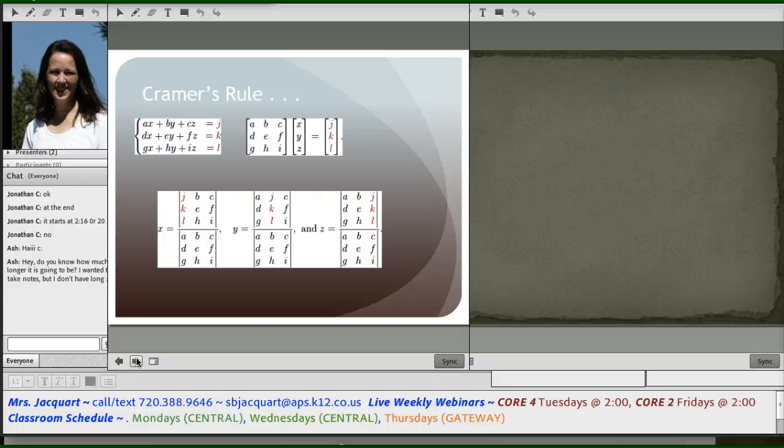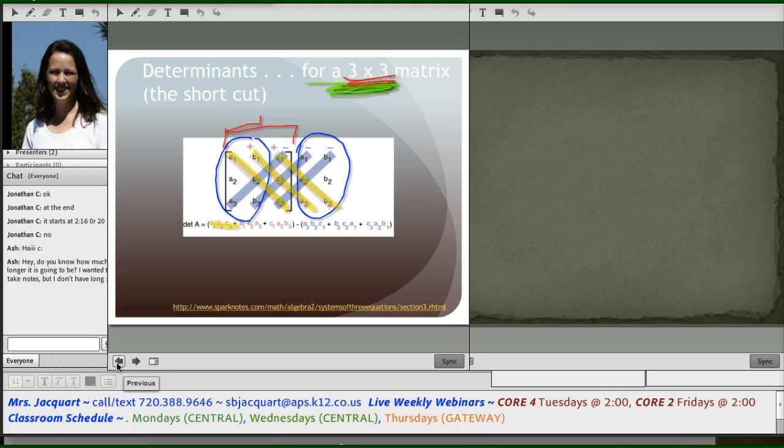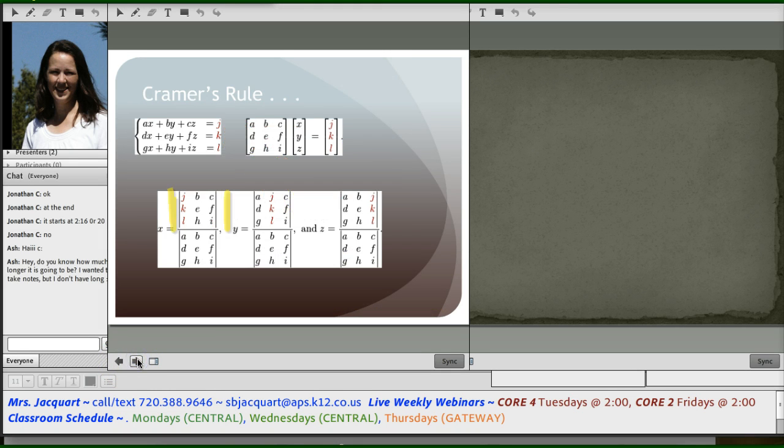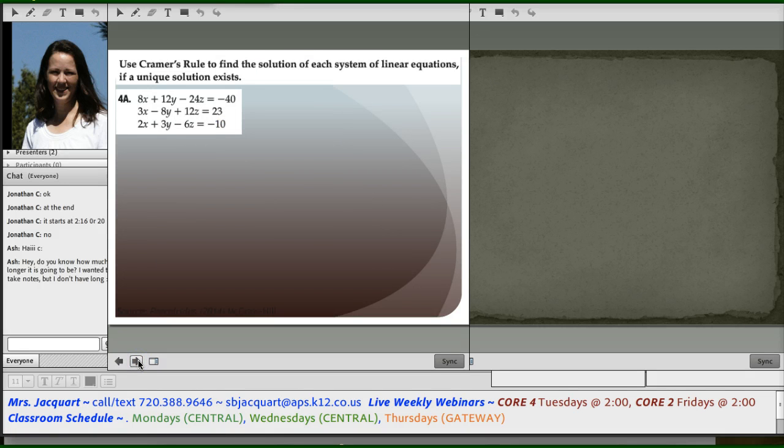Just remember, anytime I have the bars, that means find the determinant. And going back one slide, that's how I'm going to find the determinant, by doing that. Okay. And the other thing I want you to notice is, see how this is X and I replace my X column. Okay, I need to delete what I just did. Delete everything. This is an X. I replace my X column with the equals column. This is my Y. I replace the Y column with my equals column. And the Z, I replace my Z column with the equals column. So those are just some of the patterns that I want you to note.